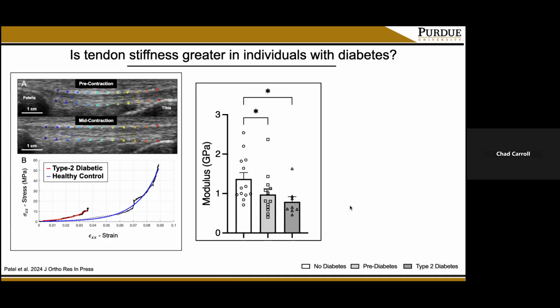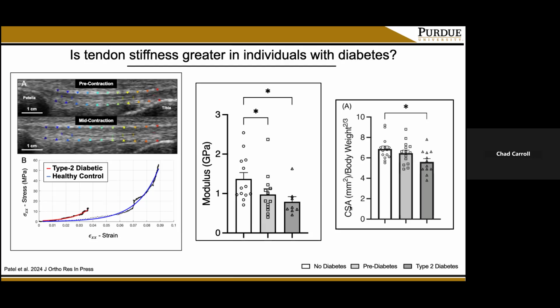This is our controls, our patients with prediabetes and our patients with type 2 diabetes, and we see the progressive reduction in tendon modulus. And we were really surprised by this because a lot of these individuals didn't even know that they had prediabetes. We were screening them for the control group, and they had higher A1Cs. So it seems to be kicking in early on.